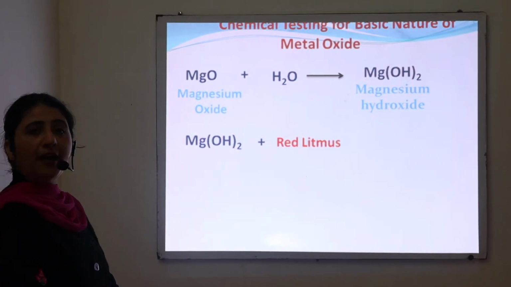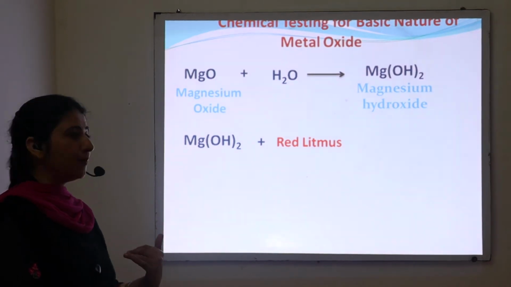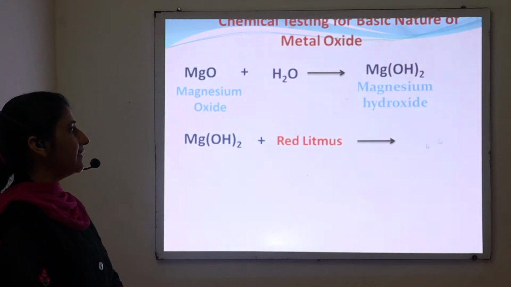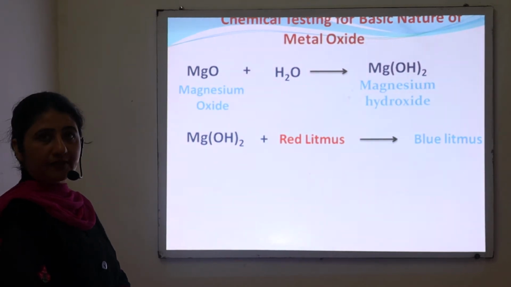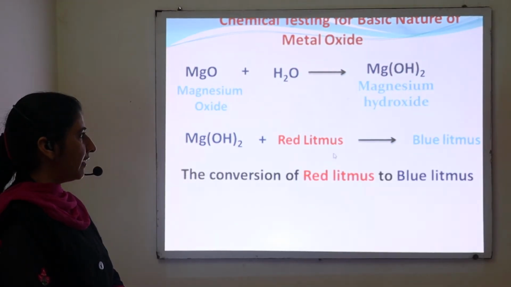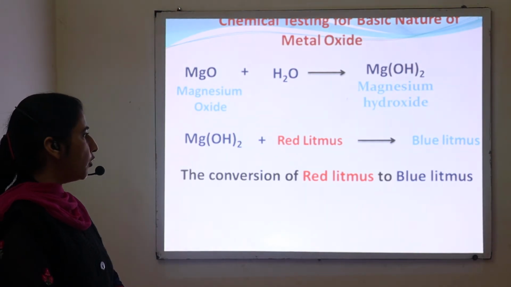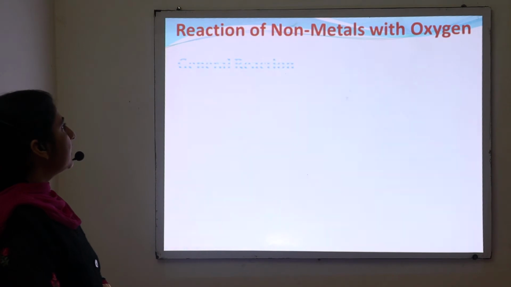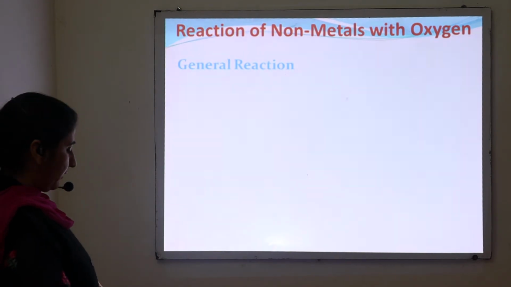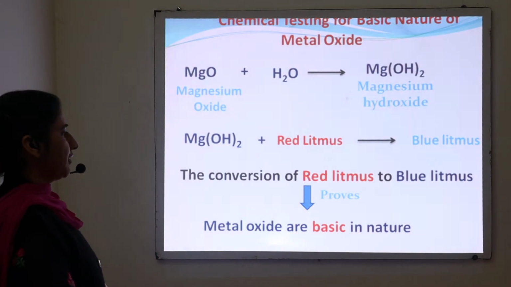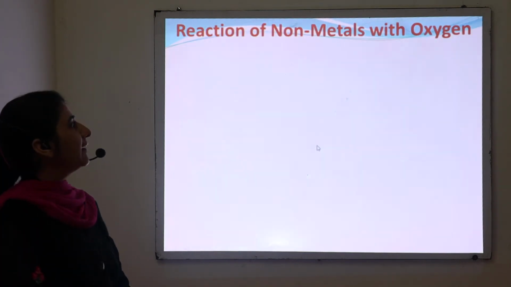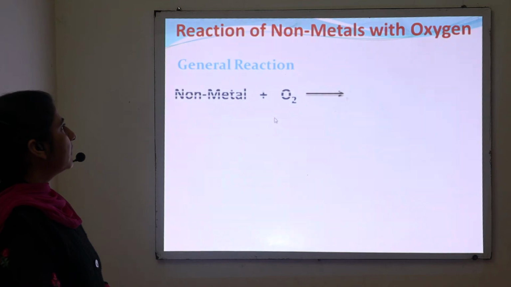In this magnesium hydroxide, we add a red litmus. The red litmus is converted into blue litmus. So due to the conversion of red litmus to blue, it proves that the nature of the metal oxide is basic in nature.